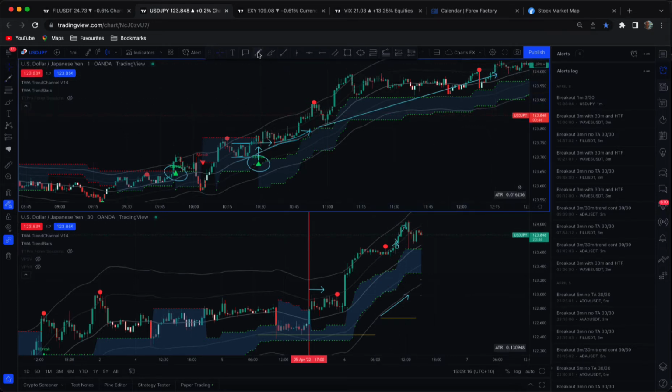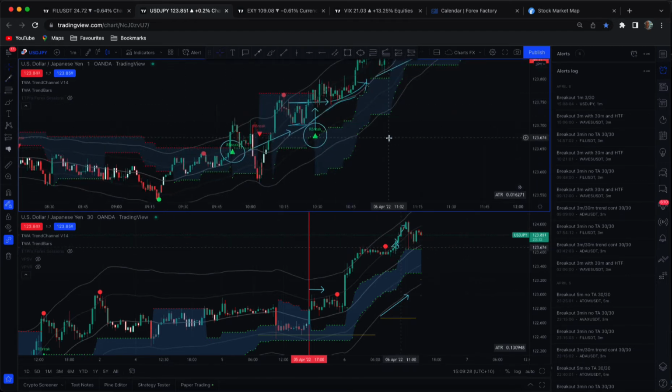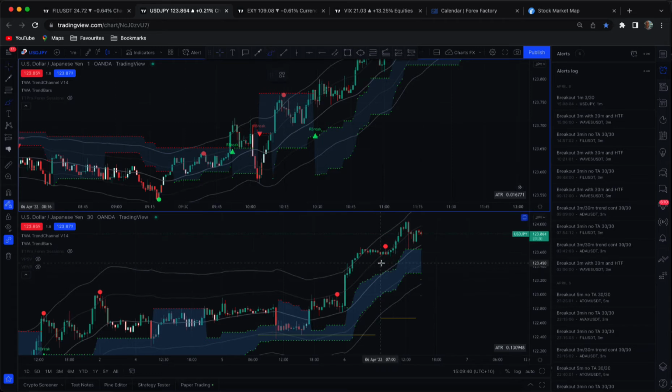As you can see, we had another breakout a little earlier, and we could have taken that as well. This is on the 1 minute time frame. We're looking for the green breakout, given that we're trading above the cloud here. So what this does is, this trend here is bullish.